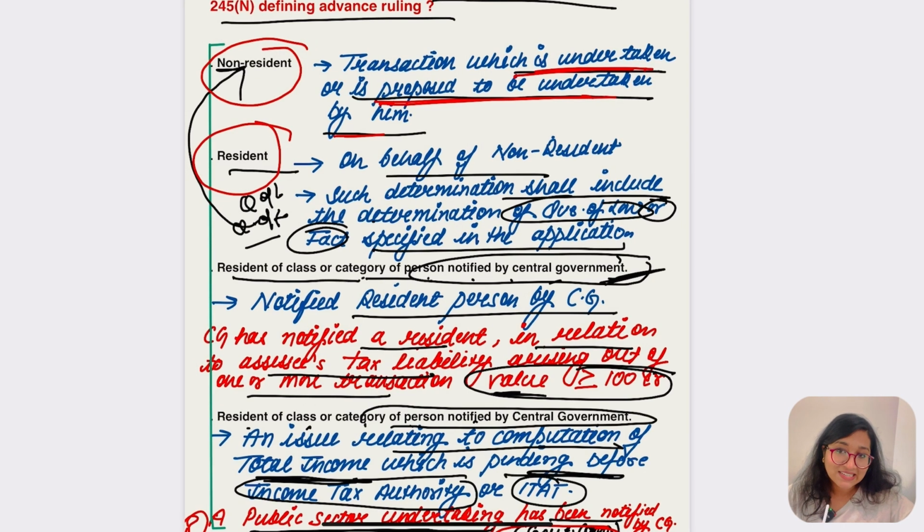So we have five applicants. First is the non-resident, second is the resident, and then a person, a class or category of persons notified by the Central Government, where the transaction value of such person is more than 100 crore.